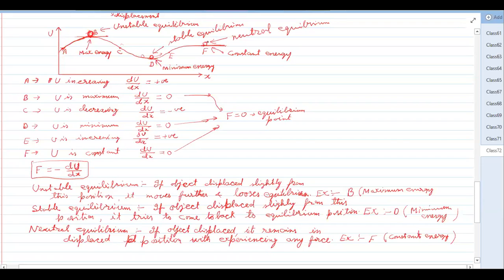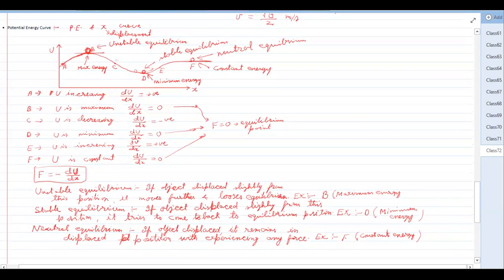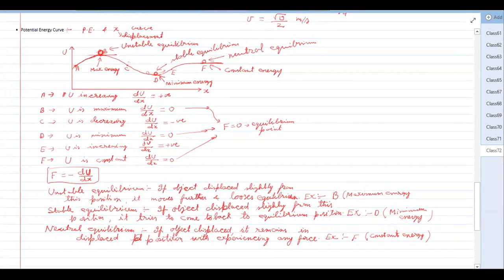So this is all about the concept of equilibrium, and there are three kinds of equilibrium: unstable, stable, and neutral. Unstable has maximum energy, which you can relate with the top of a mountain. Stable equilibrium has minimum energy, which you can relate with the trough near the mountain. And neutral equilibrium is the place where energy is constant, potential energy is constant, and that you can equate with the plane region.